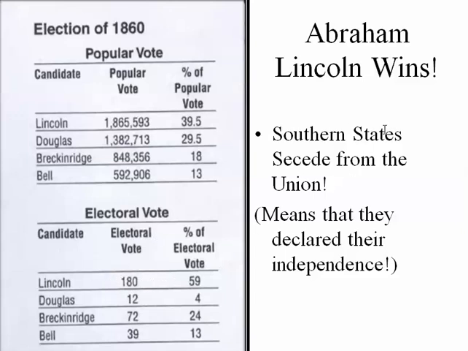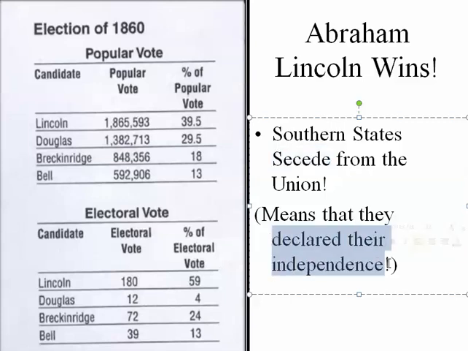When he wins, southern states begin to secede from the Union. This word secede is important to know. To secede, that's a verb. That's an action. That's something the states started doing. The first one was South Carolina. Basically, they declared their independence, is what they did, and withdrew from the United States.